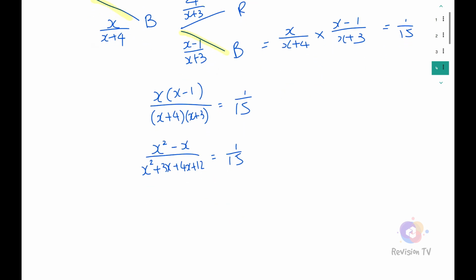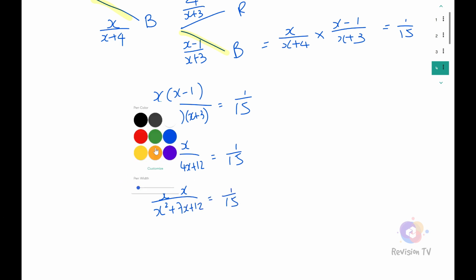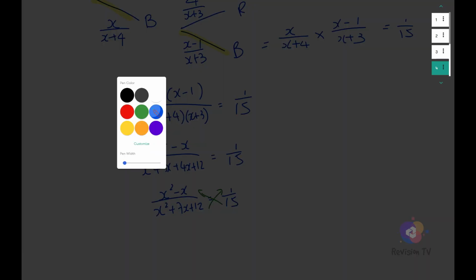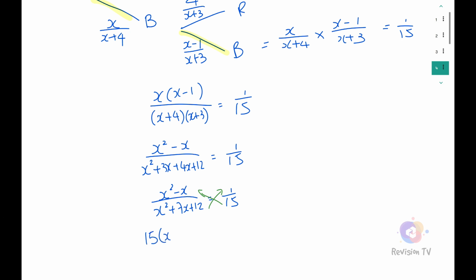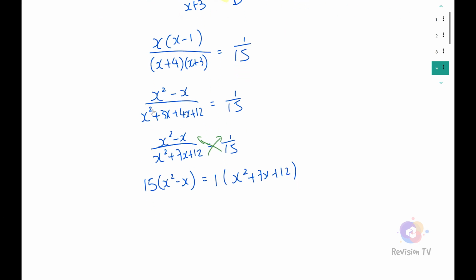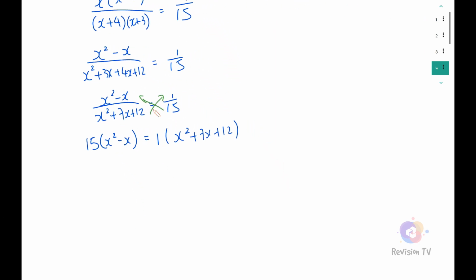I simplified the denominator a little bit, so X squared minus X over X squared plus 7X plus 12 equals 1 over 15. To solve any equation with algebra, you cross multiply. So that gives me 15 bracket X squared minus X equals 1 times X squared plus 7X plus 12. You don't have to put 1 times, but just to show you how to cross multiply, expand the bracket: 15x squared minus 15x equals x squared plus 7x plus 12.